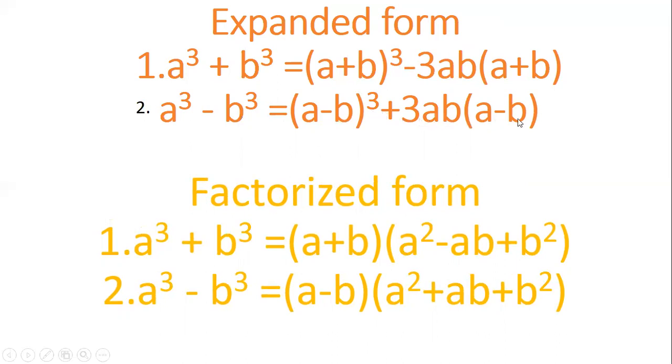Factorized form of a cube plus b cube is equal to (a plus b)(a square minus ab plus b square). Factorized form of a cube minus b cube is equal to (a minus b) times (a square plus ab plus b square).